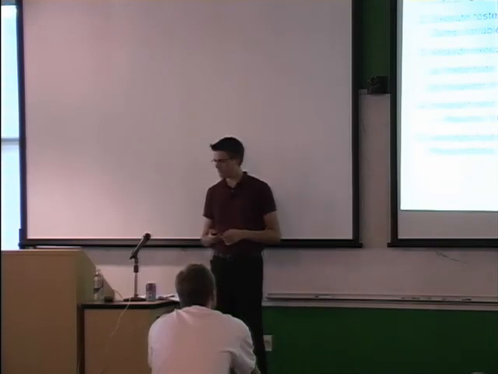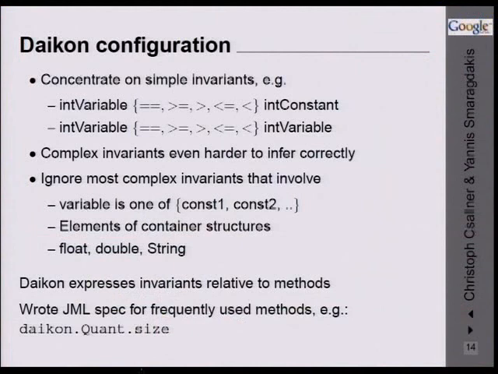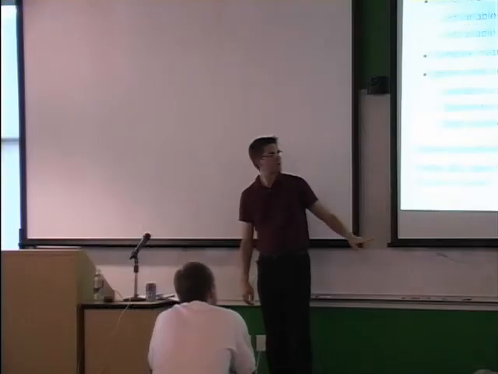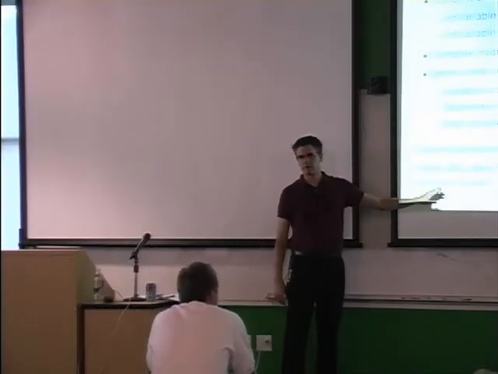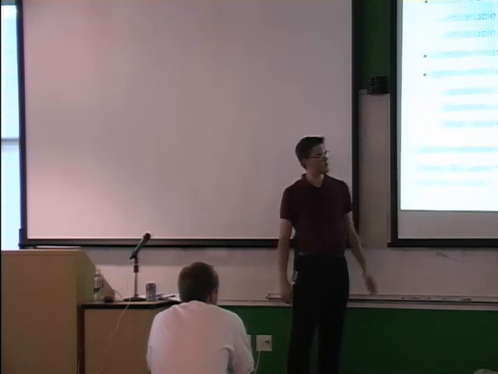And we are using Daikon in a configuration that many people use, which is we only use the simple invariants. So most importantly, one integer variable is equal, larger, or smaller than some integer constant, or equal, larger, or smaller than some other integer variable. Or that one reference variable is always null or never null. So just simple things. But we found these, we have a higher confidence that those are true invariants. So you just ignore the more complex ones where container structures are involved, or floating point variables, and so on.